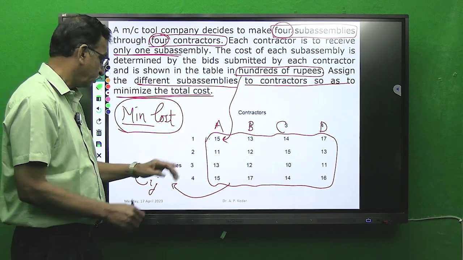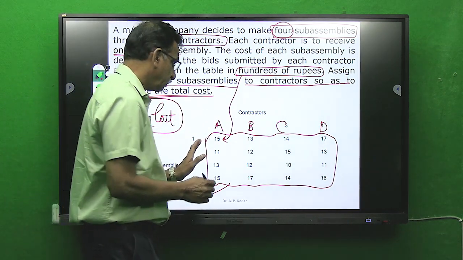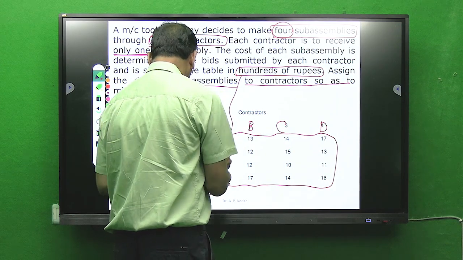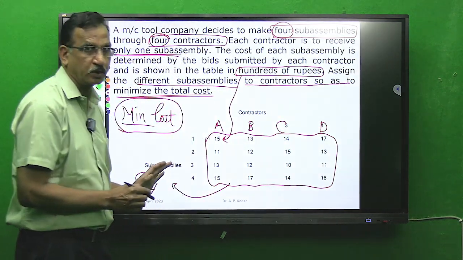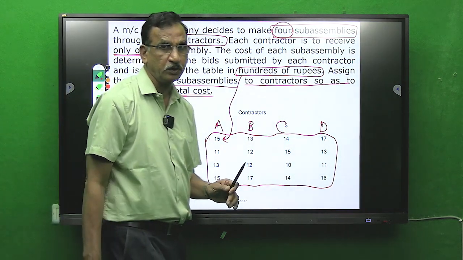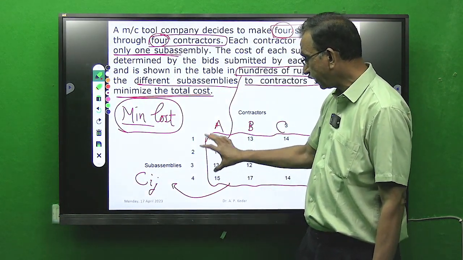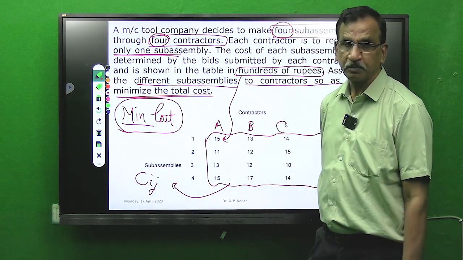What we have to do is assign these values to different contractors in such a way that we get effective utilization of these contractors with the sub-assemblies, resulting in minimization of cost.